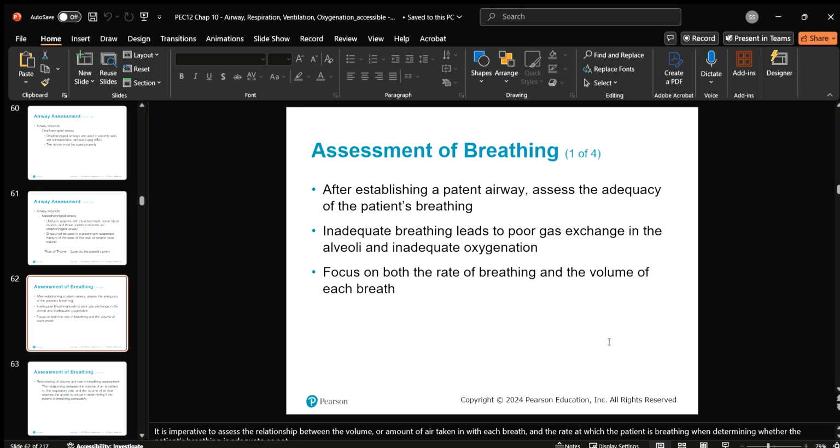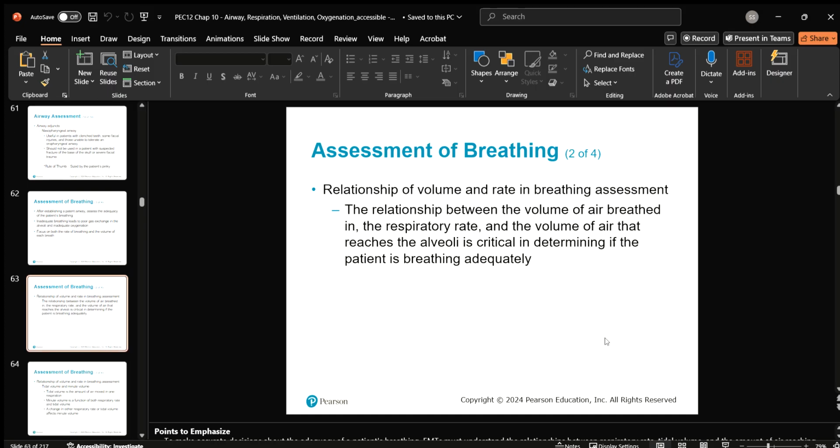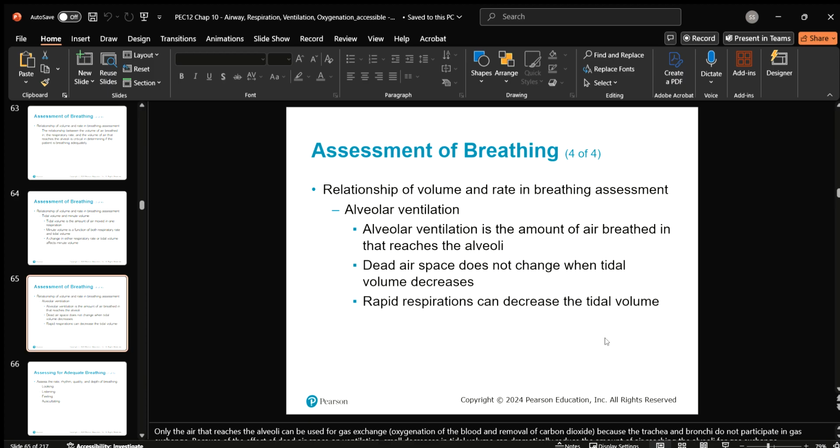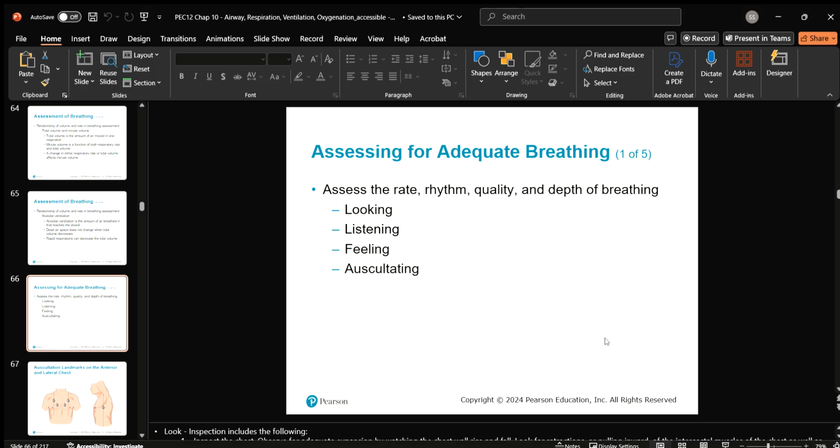All right, talking about breathing. A, B, C's, we know this. We got the airway open. Quick check on learning: what is ventilation? What's the definition of that? The mechanical process of air in and out, and respiration is the gas exchange. Alveolar ventilation is the amount of air breathed in that reaches the alveoli. Dead space does not change when tidal volume decreases. We'll get a little bit more into that later on when that becomes pertinent.